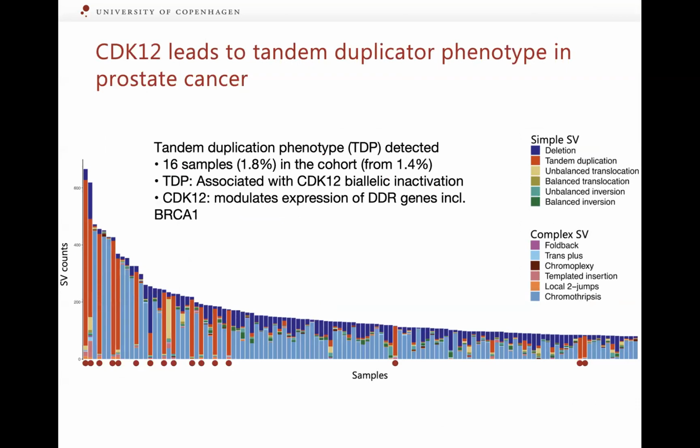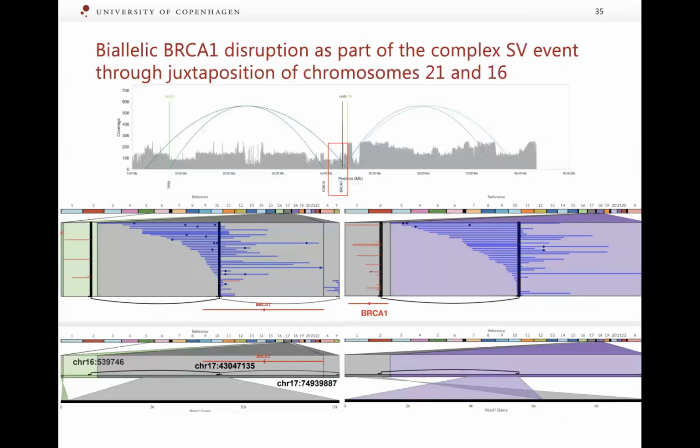So the red bars here, these are tandem duplications. As you see those red dots below here, these are patients with CDK12 biallelic inactivation by this mechanism we're finding here that causes essentially small tandem duplications. And if you just look at the coverage plot of these samples, you can almost visually spot that this looks like a CDK12 inactivated genome. So essentially we have a point mutation of one allele of CDK12 and an inactivating breakpoint of the other.